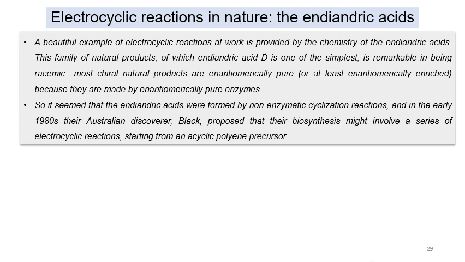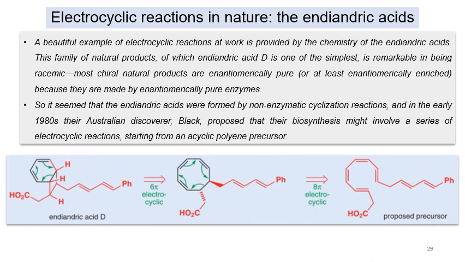Let us see some of the applications of electrocyclizations in nature. Consider this particular molecule. This is endiandric acid D. This is a natural product. There are several of the endiandric acids in nature. You have A, B, C, D, E. And in 1980, the discoverer of endiandric acids proposed that the biosynthesis may involve a series of electrocyclic reactions, starting from this particular polyene precursor.